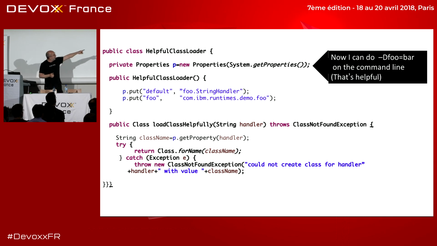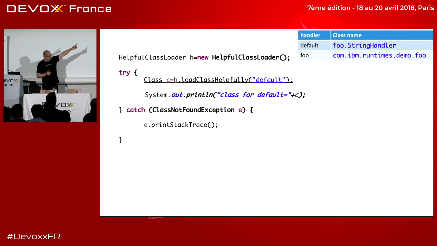So here we are, load class helpfully is going to do the loading of the class, okay? And you can see it's got a property, and if it doesn't like it, it's going to throw an exception. So the table at the top right has two entries in it. The first one, default, just a class name, another one called foo, because I couldn't think of anything else.